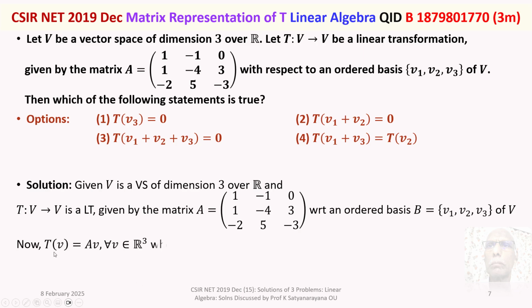Right. Now T of V will be AV, where V belongs to R cube. What is V? V is a column vector, and this column vector is to be expressed as xV1 plus yV2 plus zV3. Then x, y, z will be the coordinate vector. Therefore, V is represented by the coordinate column vector x, y, z. Agreed? So, we are all familiar with all these concepts. Let's get into the next slide.